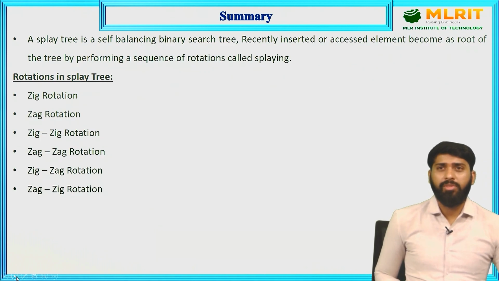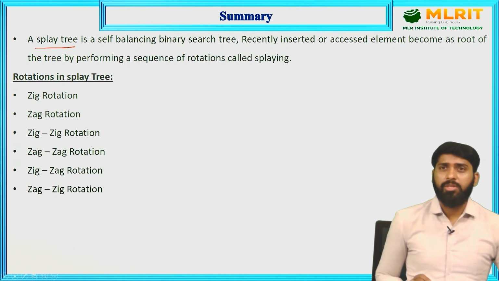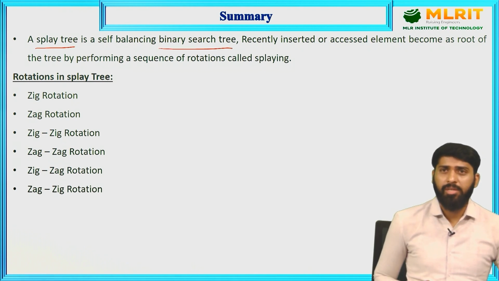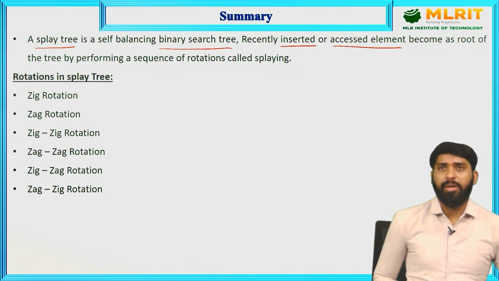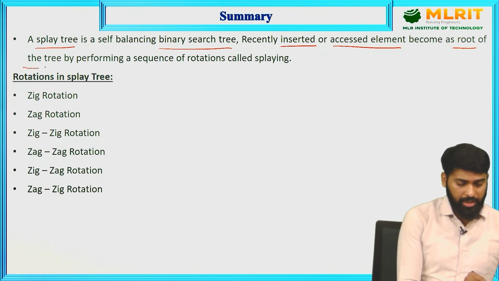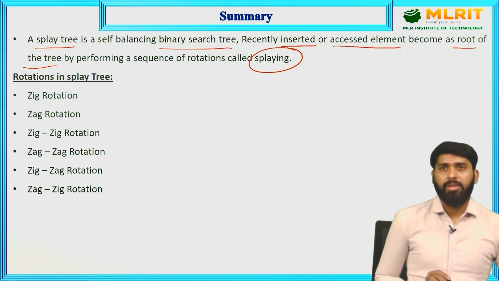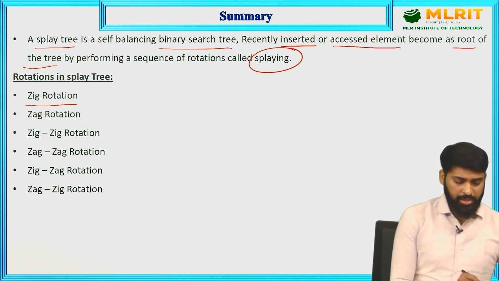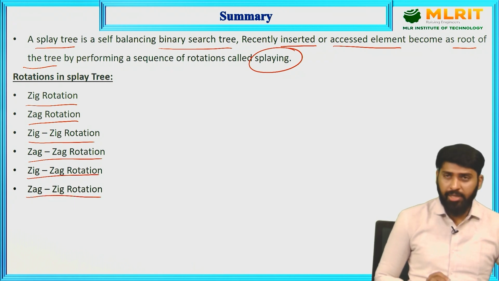Coming to the summary of this session. In this session, we learned about the splay tree. So, what is a splay tree? A splay tree is a self-balancing binary search tree. In this, the recently inserted or accessed element becomes the root of the tree by performing a sequence of rotations called splay. We have 6 types of rotations: zig rotation, zag rotation, zig-zig rotation, zag-zag rotation, zig-zag rotation, and zag-zig rotation.